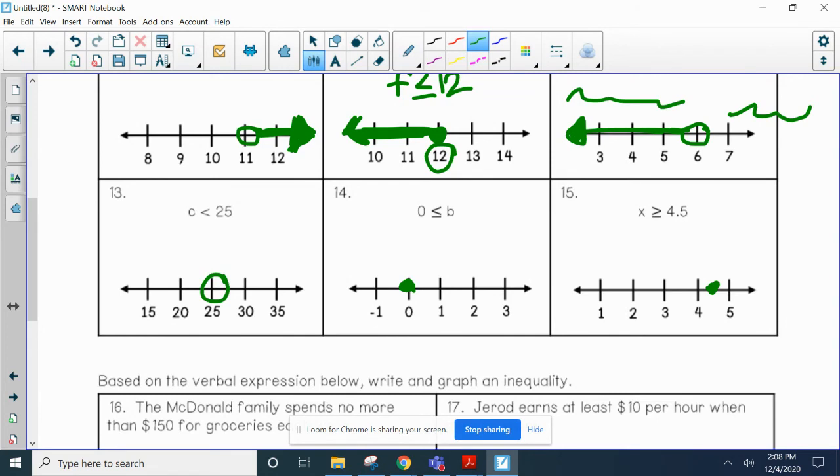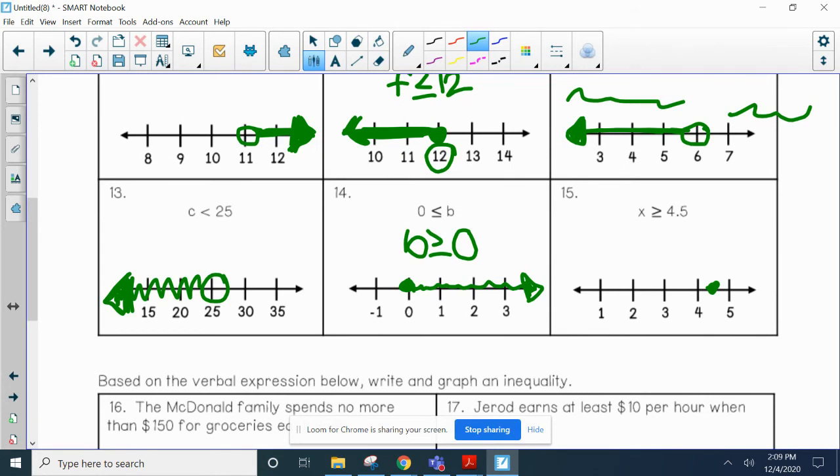C is less than 25. What numbers are less than 25? The numbers to the left of it. All right. How about this next one? I have 0 is less than or equal to B. So I'm going to read it as B is greater than or equal to 0. So all of the numbers bigger than 0. 0 is less than B, and all these numbers greater than B to the right.